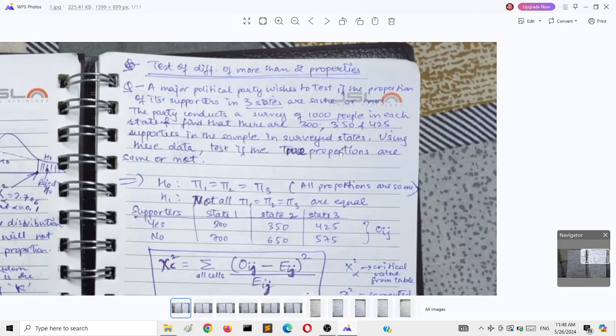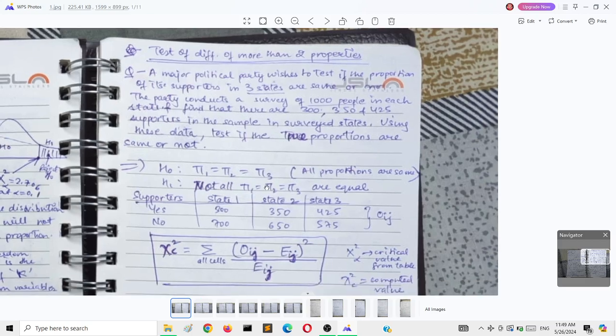So basically they actually got that there are a total of 300, 350 and 425 supporters in the samples, right, where they actually surveyed the particular states. Using these data, test if the true proportions are same or not, right?